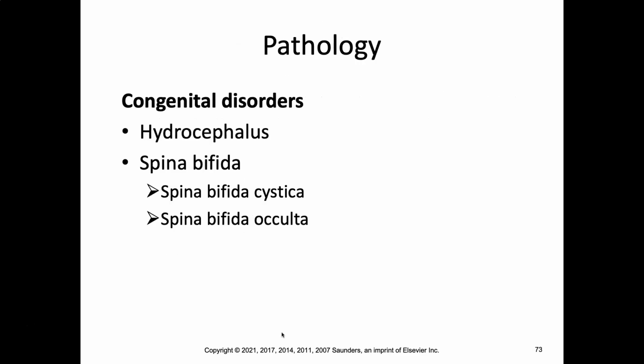All right, so let's talk about pathology. And we'll start with congenital disorders. Hydrocephalus and spina bifida. Those are two good ones to take a look at for congenital disorders that have to do with the spinal cord or the brain.